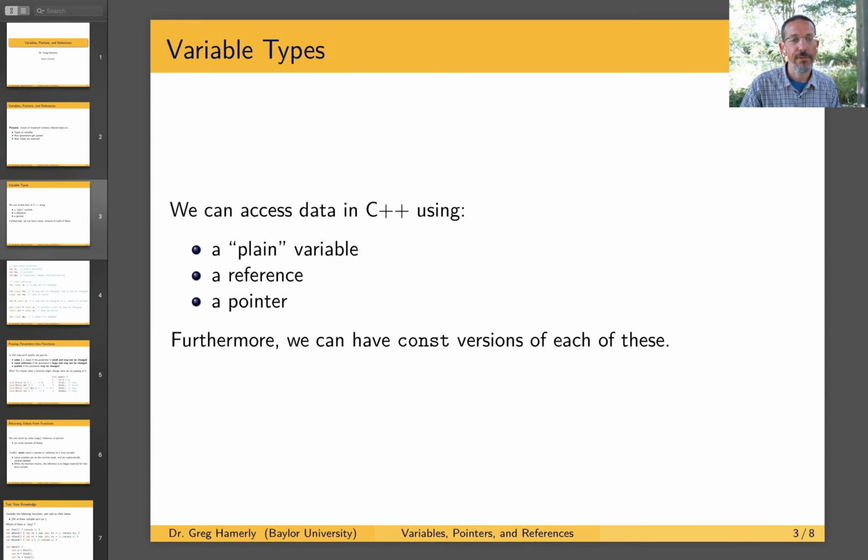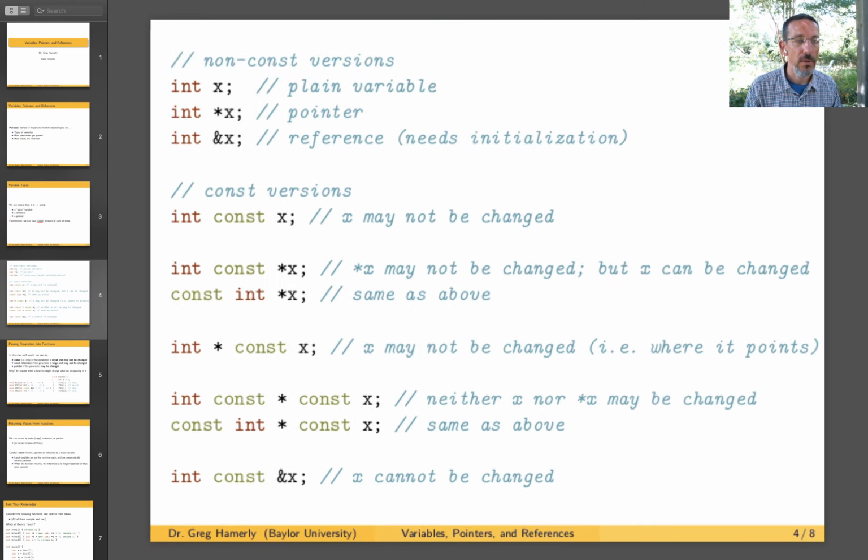In C++, we have three different types of variables. We have plain variables like an int or a char. We have references to variables, which are basically renamings of those variables. And we have pointers, which are addresses which allow us to access another memory location. Also, we can have const versions of each of these. Okay, so I want to look at different types and talk through a bit about how these all are used.